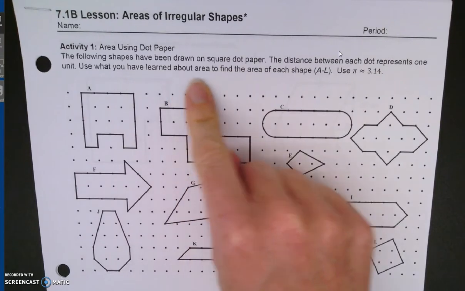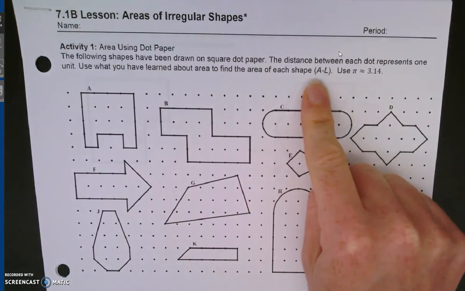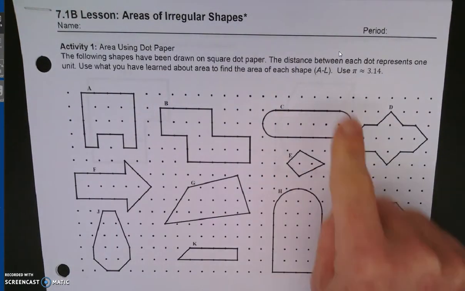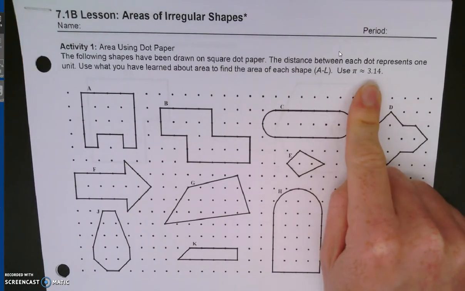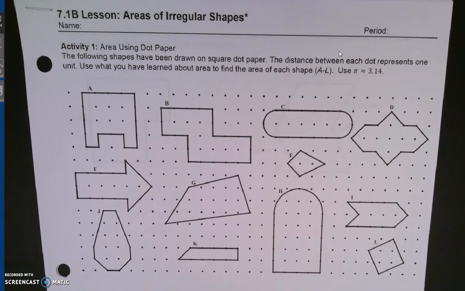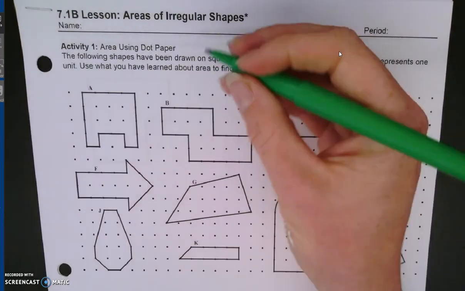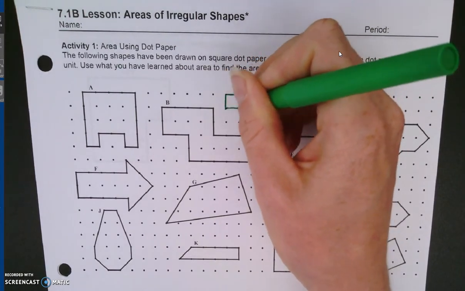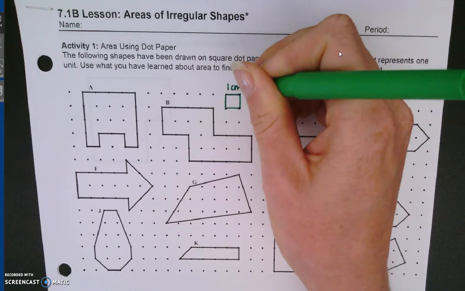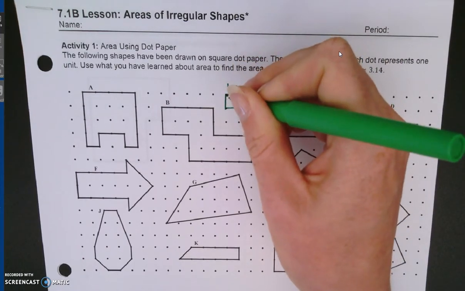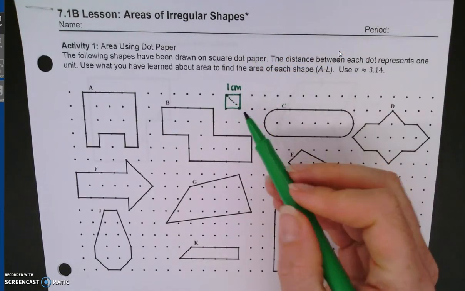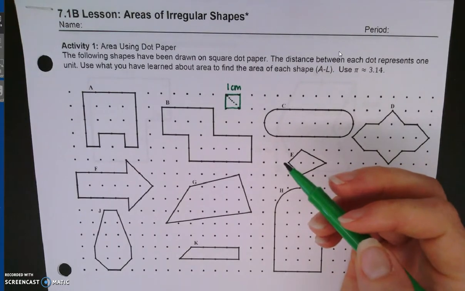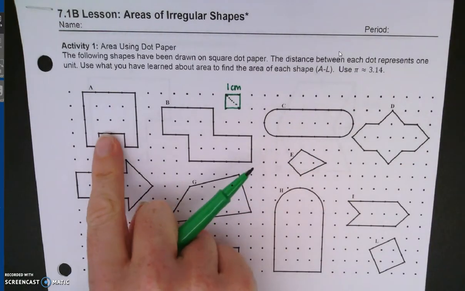Use what you have learned about area to find the areas of each shape, A through L. Use pi as 3.14 for an approximation. So you will need a calculator, and we will work through these. And I want to remind you that one of these little squares has a side length of 1 centimeter. However, the distance across a diagonal is not 1 centimeter. It's bigger.